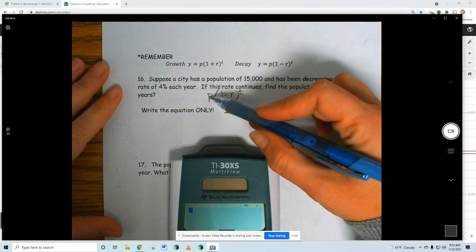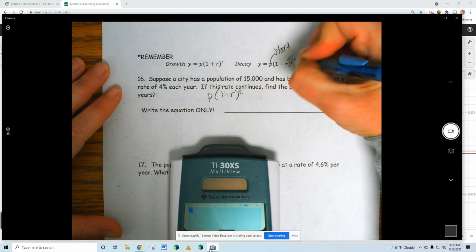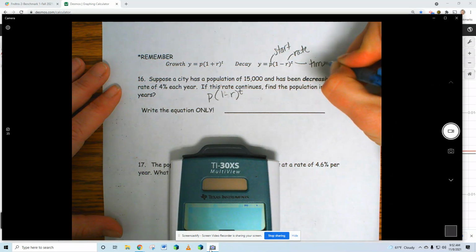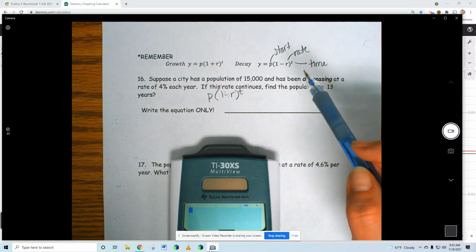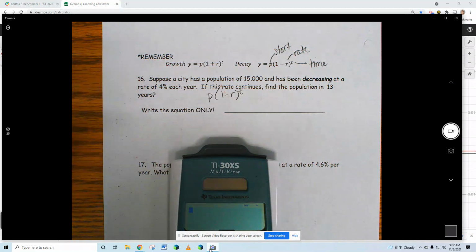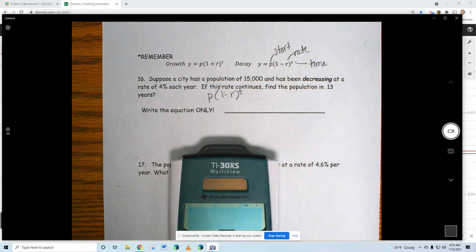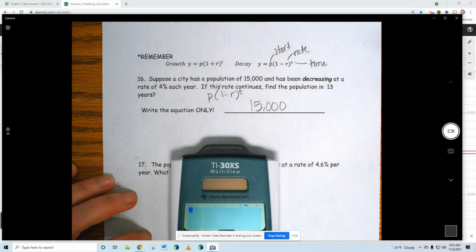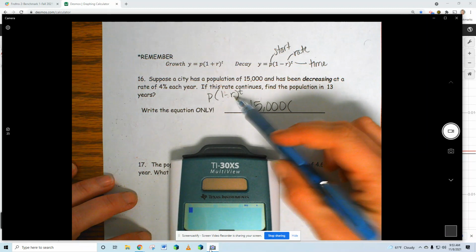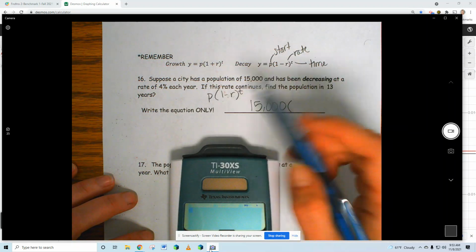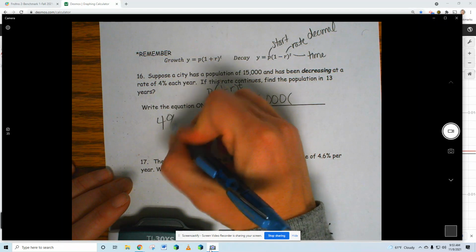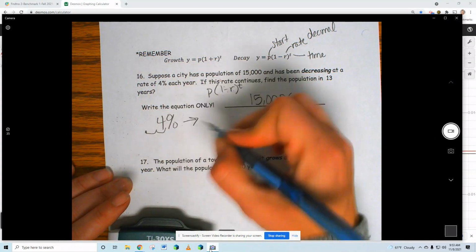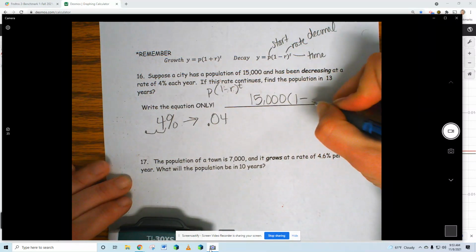All right. What's my P, my principal? What do you start with? 15,000. A city has a population of 15,000 and has been decreasing at a rate of 4%. That'd be people moving. That's how populations decrease. You can't say people stop having babies because you can't stop fast enough. Like people moving or dying is the way it decreases. A lot of people are leaving California. So that's happening right now. 1 minus r. What's my rate? As a decimal. What's 4% as a decimal? Two spaces to the left. 0.04. 1 minus 0.04.